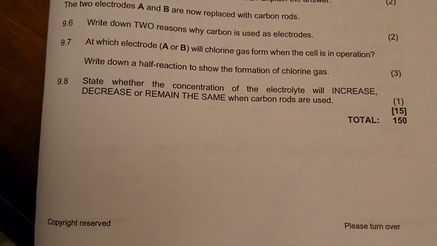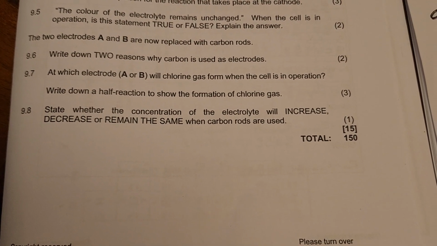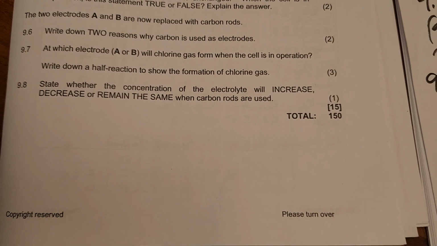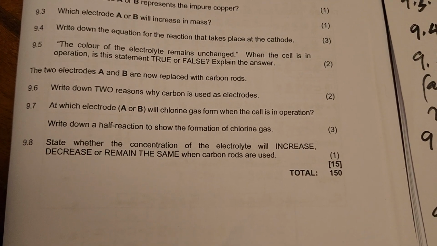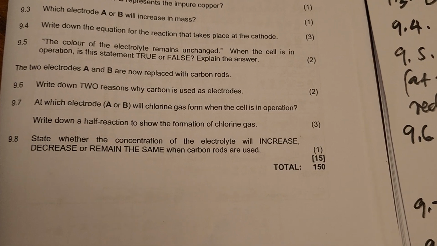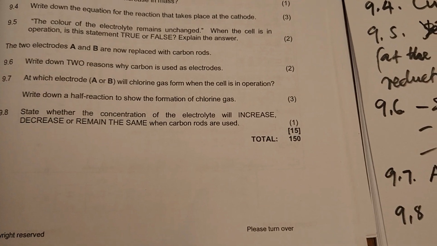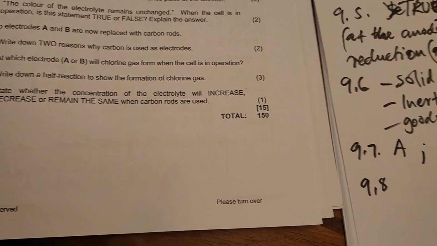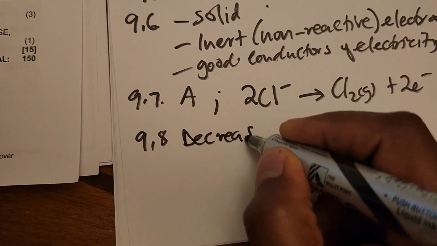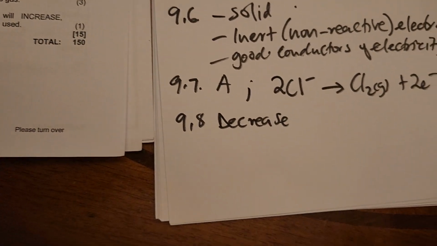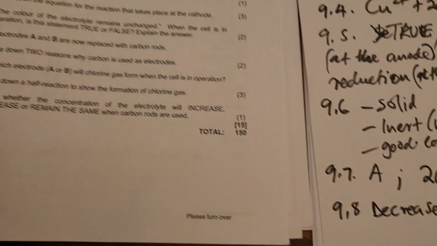The last one, which is number 9.8, they say to us, state whether the concentration of the electrolyte will increase, decrease, or remain the same. Remember, in this case now, the ions in the electrolyte are taking part. They are either undergoing oxidation or reduction. Therefore, the concentration of the electrolyte will no longer remain the same, but will decrease. The correct answer there will be decrease because the ions in the electrolyte are taking part. So that's 15 marks for us.